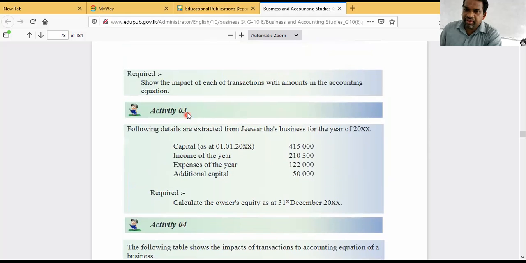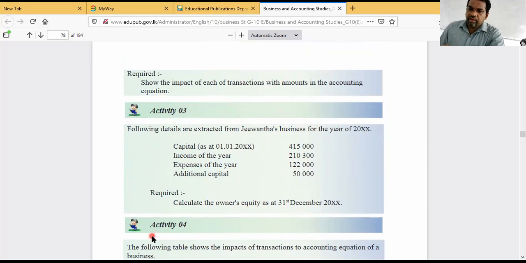If you consider activity number 3, show the impact of each transaction with amounts in the accounting equation. Here, the following details are extracted from Jivanta's business for the year 2020. Capital as at first January 2020, 450,000. Income of the year, 210,300. Expenses of the year, 122,000. Additional capital, 50,000. Required: calculate the owner's equity as at 31st December. That means we have to calculate closing capital.